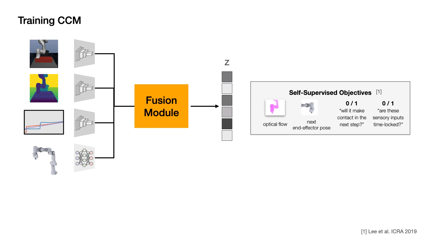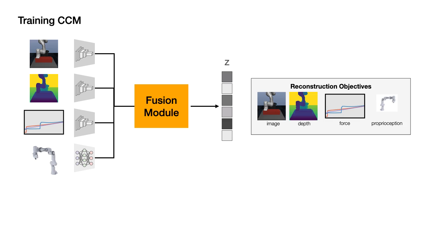We also train CCM using self-supervised objectives that prior work have demonstrated to be important for representation used in manipulation tasks. Lastly, we train to reconstruct our input modalities, a commonly used training objective. In this case, reconstructed modalities also help us detect when an input modality is corrupted.